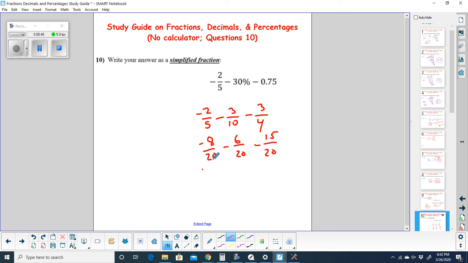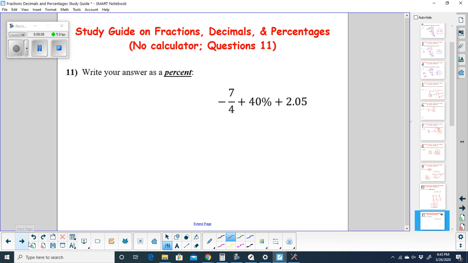So these actually, if I put my little commas in, are negative 8, negative 6, and negative 15. So together, that's 14 negatives and 15 negatives is 29 negatives. So it's negative 29 over, my denominator doesn't get added, it just stays the same. Negative 29 over 20.